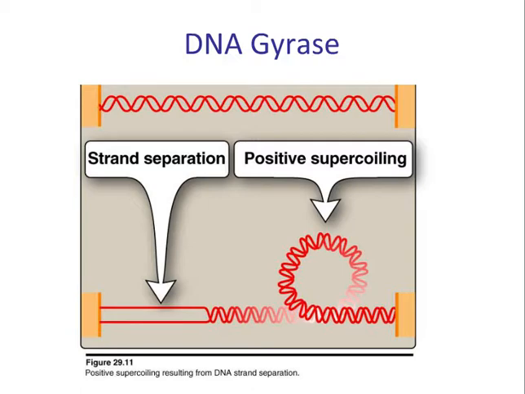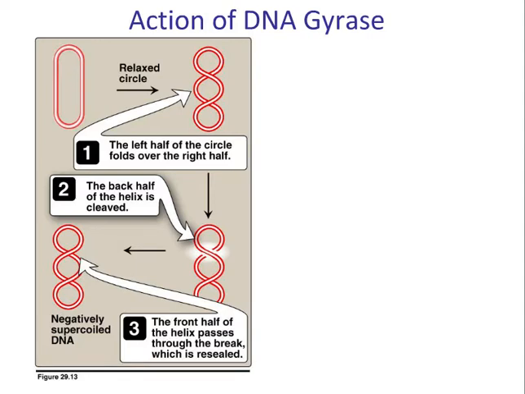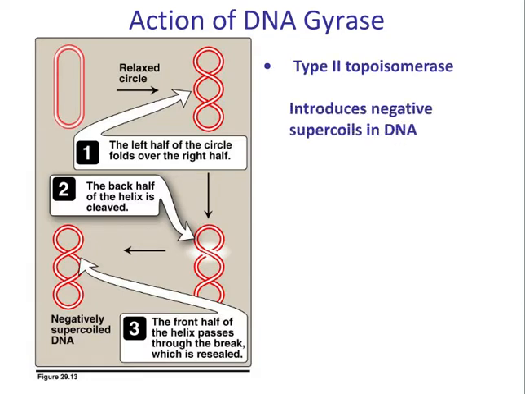Strand separation by DNA helicases causes a problem. It introduces positive supercoiling in the double-stranded DNA in front of the replication fork. This causes torsional stress in the DNA molecule, preventing DNA replication. The positive supercoiling is relieved by the action of DNA gyrase, a type 2 topoisomerase.